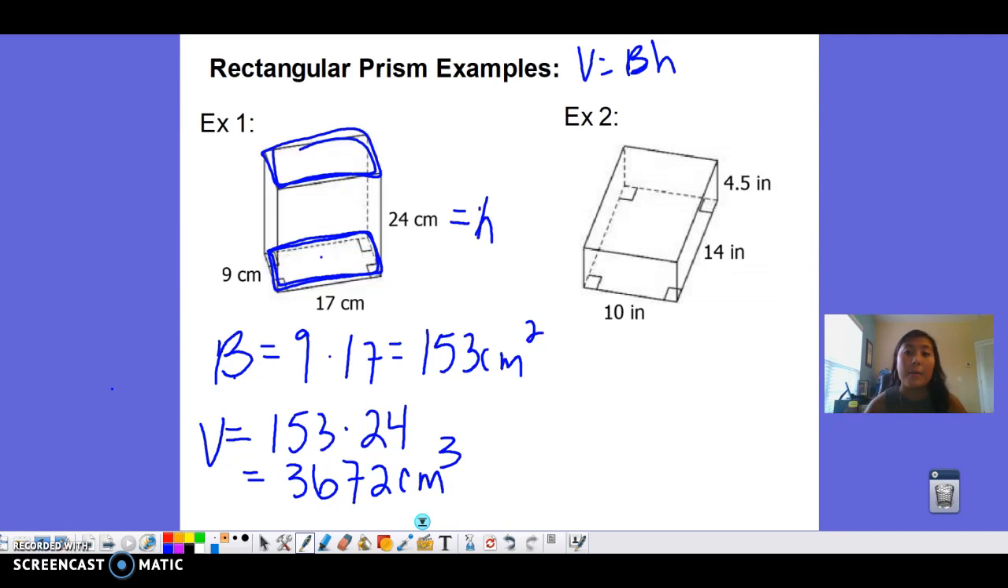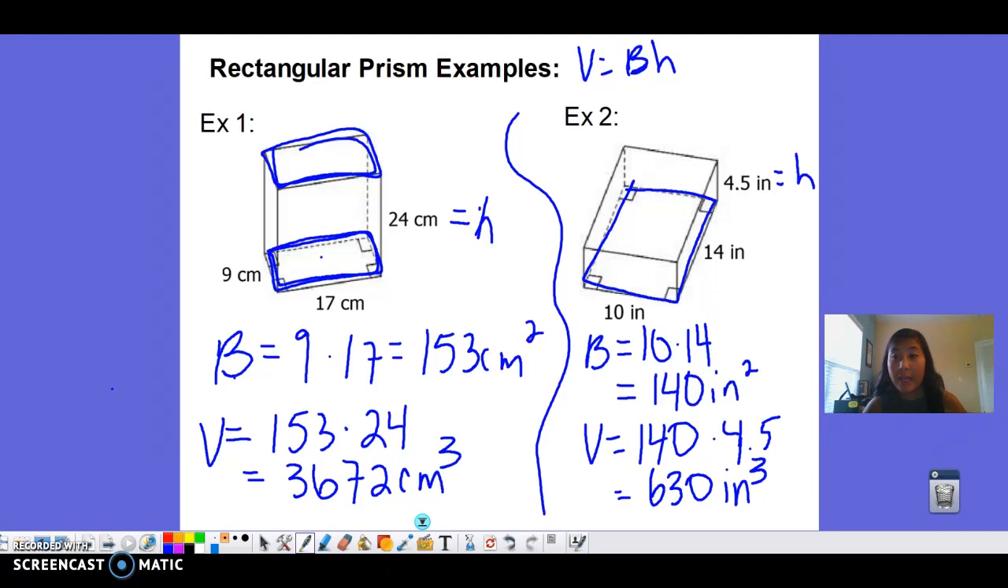So right now, what I'm going to do is pause the video, see if you can do example 2, and then I'm going to just put the answer on the screen for you. So I would pause the video and see if you can do number 2 on your own.